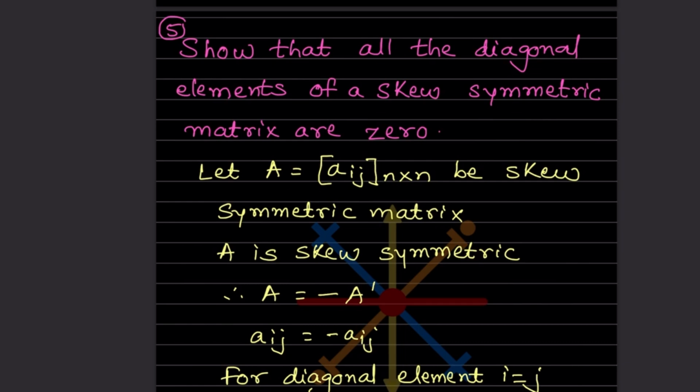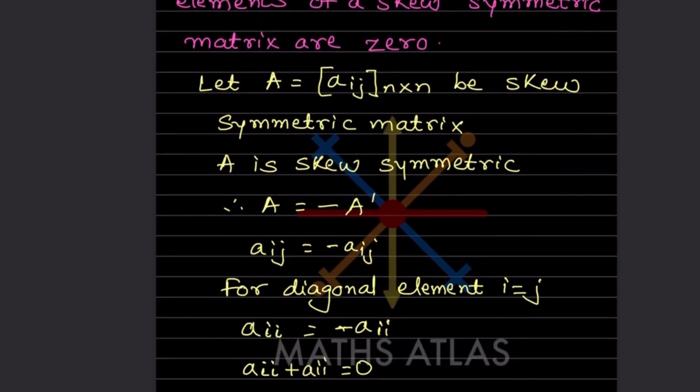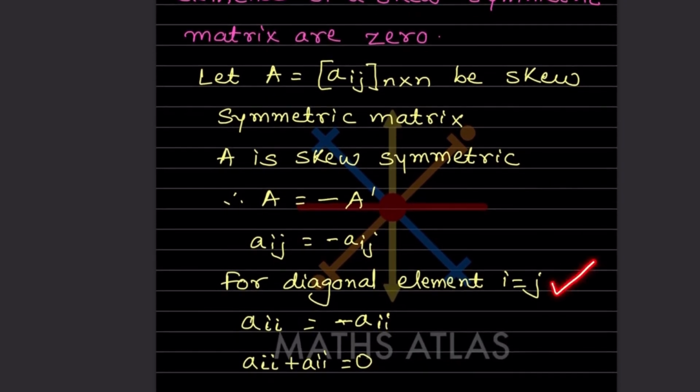Now A is skew symmetric, this means what here? Therefore A will be minus A dash. So now what did you get here? A you got as aij. So here aij will be, A dash is going to be minus A dash, that will be minus aij.